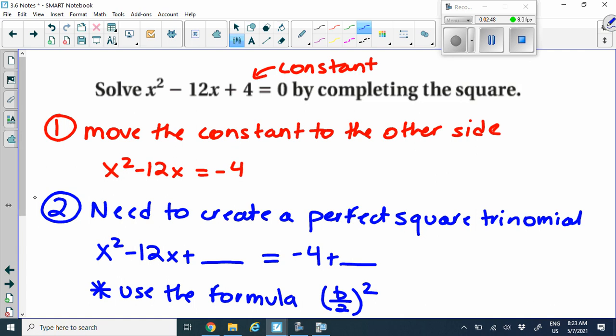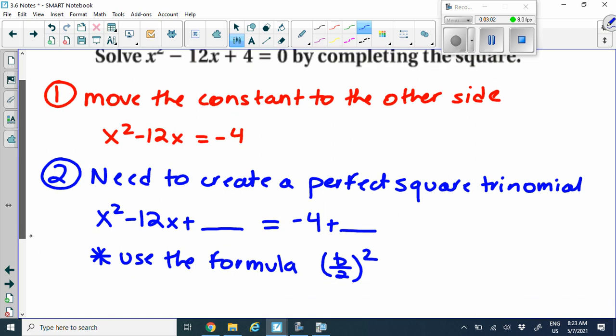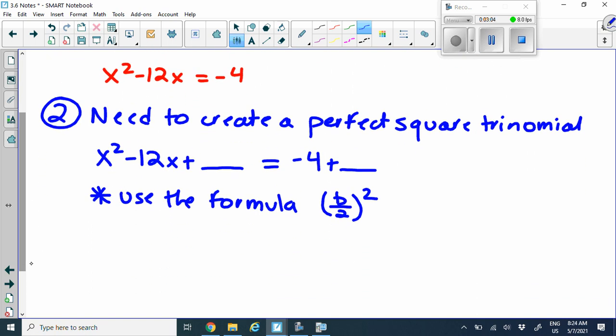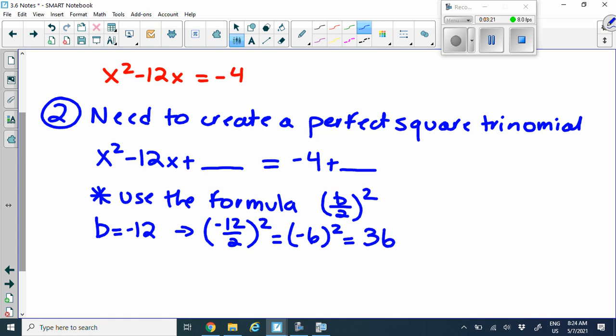Let's go back up. Remember, in standard form, a is in front of the x squared, b is in front of the x, and c is our constant. So in this case, our b is negative 12. I'm going to plug it into the formula and add that to both sides. So I have negative 12 divided by 2 squared. That gives me negative 6 squared, and then I evaluate that, which gives me 36. So that's what I'm going to add to both sides.